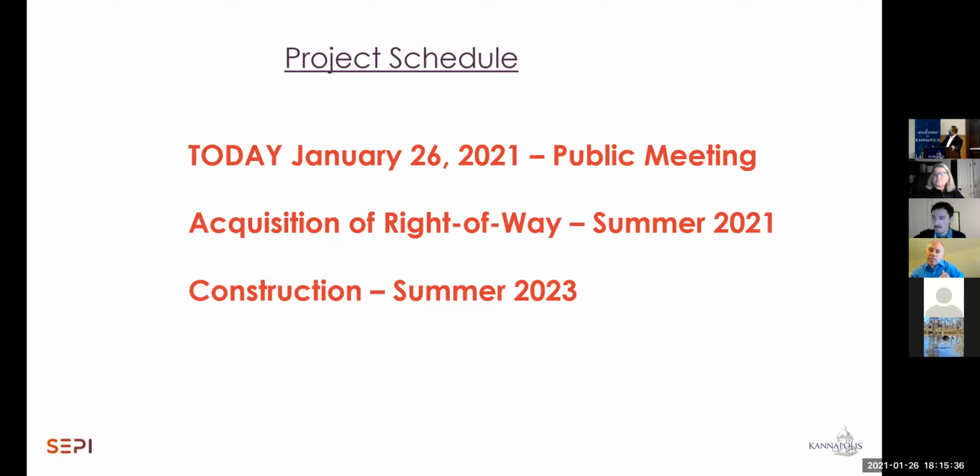The current timeframe for this project and the funding available is for acquisition funding to be available in summer of 2021, and then the construction funding becomes available in summer of 2023. So there's a little bit of time between right-of-way acquisition, and that's the beginning of right-of-way acquisition, not the end of it. It's about a year and a half from the time the city starts acquiring right-of-way till they can go to construction. I'll turn it over to Michelle to finish it up now.